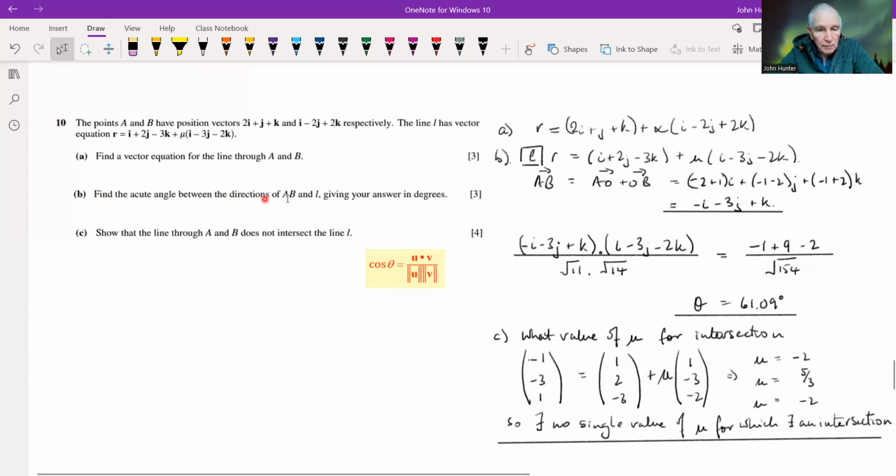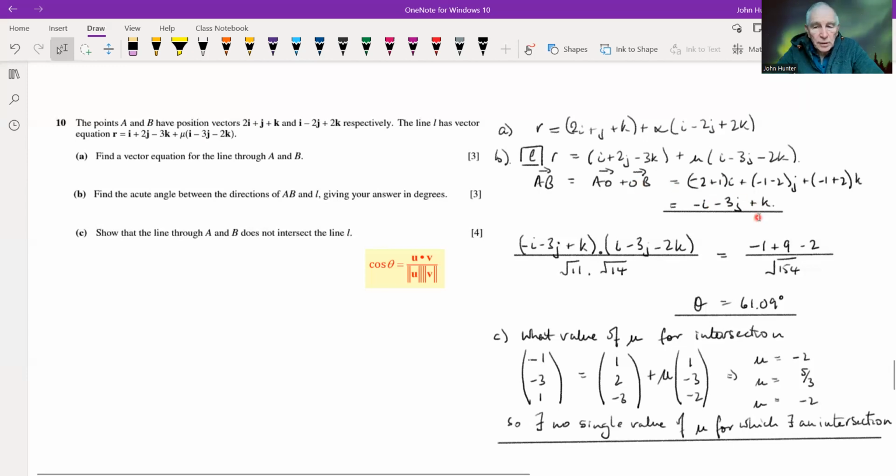Part B: find the acute angle between the directions of AB and L, giving your answer in degrees. Well, what we want to do really is find the vector for AB. That's the way I have done it. So AB is equal to AO plus OB. These are position vectors, so in other words, as a position vector, it's basically OA, where O is the origin. If we work that through, the negative of OA plus OB, it's going to give us that.